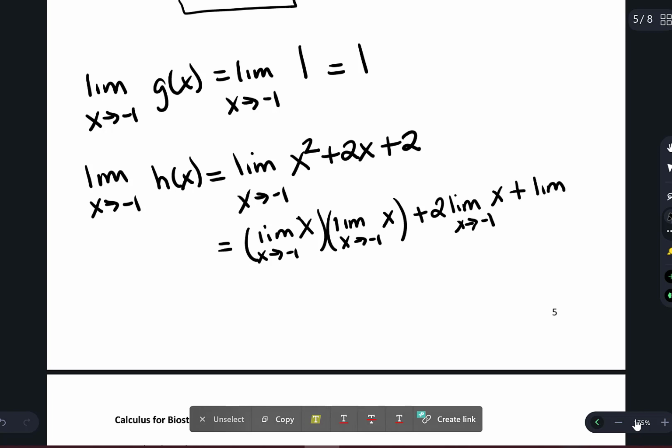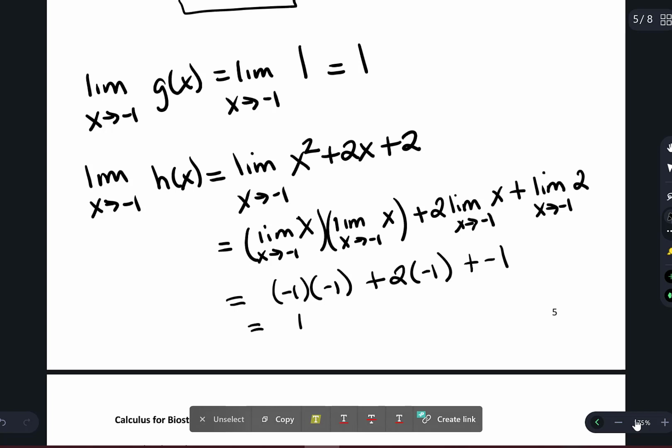And then again, we've got the limit as x approaches negative 1 of h of x, which is 2. And so we can see this is going to be negative 1 times negative 1 plus 2 times negative 1 plus negative 1. And so we end up with 1. Oh, sorry, this last one is not negative 1. That should be a 2. So we have negative 1 times negative 1 is 1, minus 2 plus 2 is equal to 1.